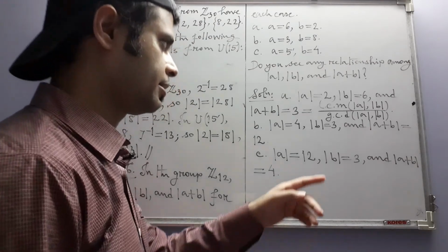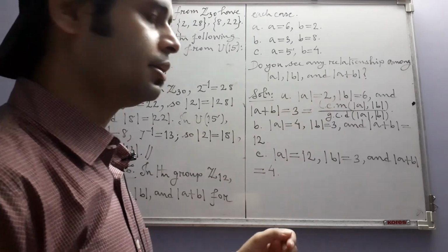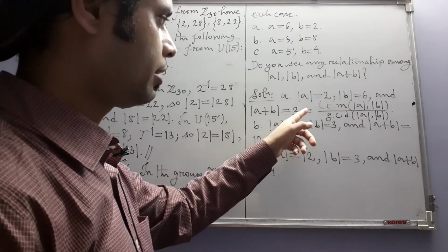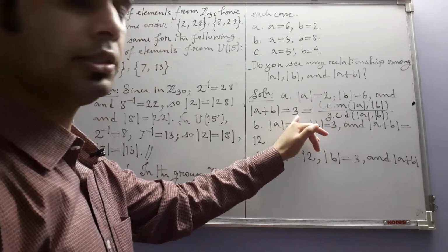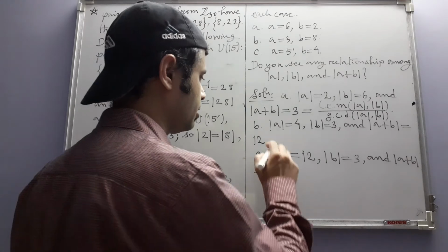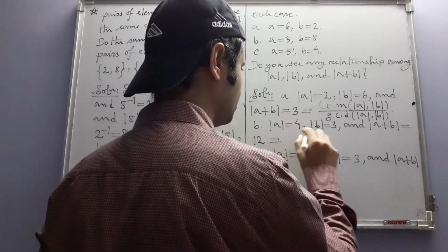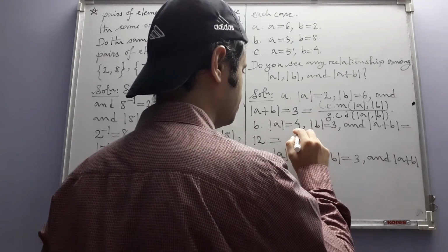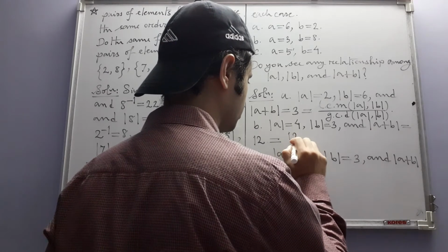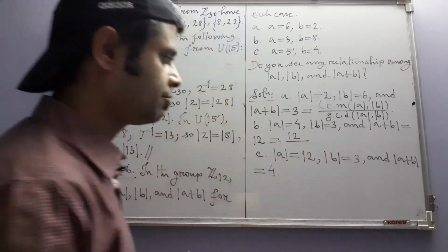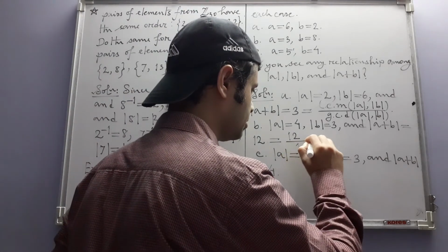Is it really the case? Let us see. The LCM of 2 and 6 is 6, and the GCD of 2 and 6 is 2. 6 divided by 2 is 3. What about here? The LCM of 4 and 3 is 12. The GCD of 4 and 3 is 1, because 4 and 3 are relatively prime. Yes.